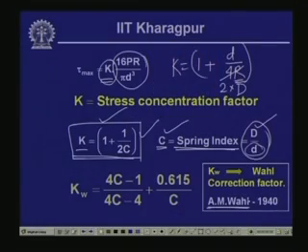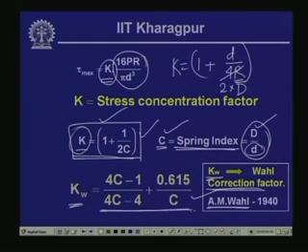modified, and in 1940 A. M. Wahl had proposed the modification of this particular factor, which we call the Wahl correction factor Kw, and Kw is given by this particular expression. Now, when we need to evaluate the stresses precisely, we use this Wahl correction factor Kw instead of K, which is 4 C minus 1 by 4 C minus 4 plus 0.615 by C.